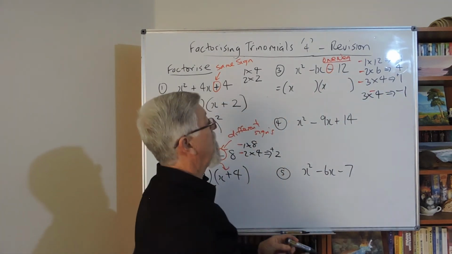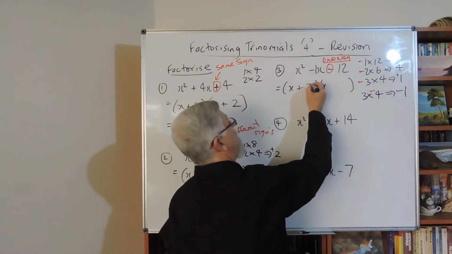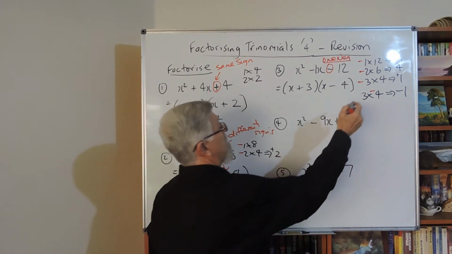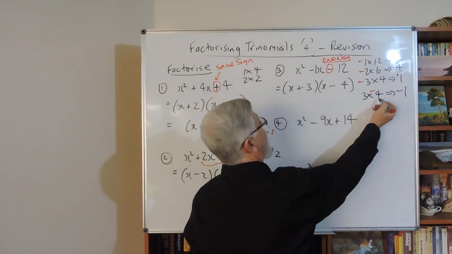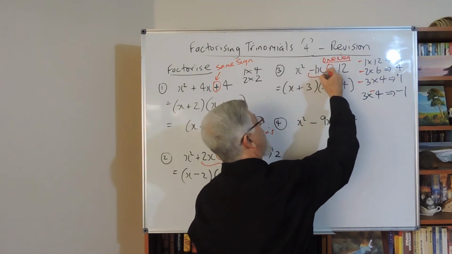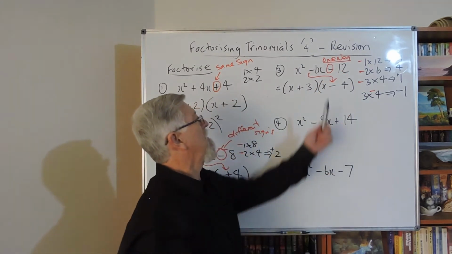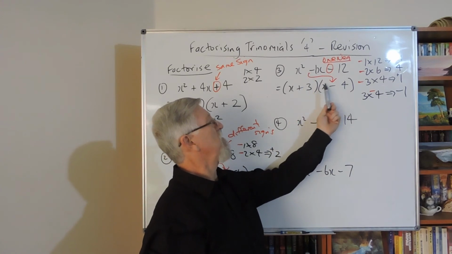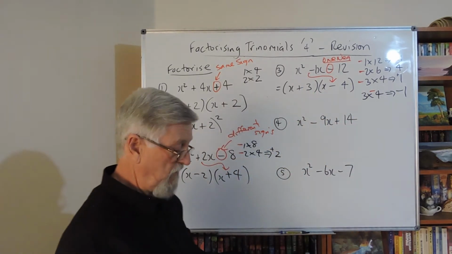Let's have a look at what we've got. I've got a +3 and I've got a -4. Let's talk about this again. The bigger of those two is the 4. It gets the sign from the front one. So this tells us they're going to be different, and this sign goes with the bigger of the two numbers. So there are so many shortcuts if you get the hang of it.